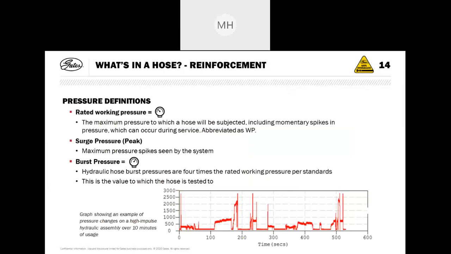So in the image below, you'll see a pressure impulse over a 10-minute period for a hydraulic hose assembly. As you can see, through that time, there are a large number of spikes from a very low pressure to a very high pressure. Now, the hoses are designed and tested to withstand these peak pressures and spikes. It's interesting to see this from a printout point of view for what the hose is actually having to work through in its day-to-day life.